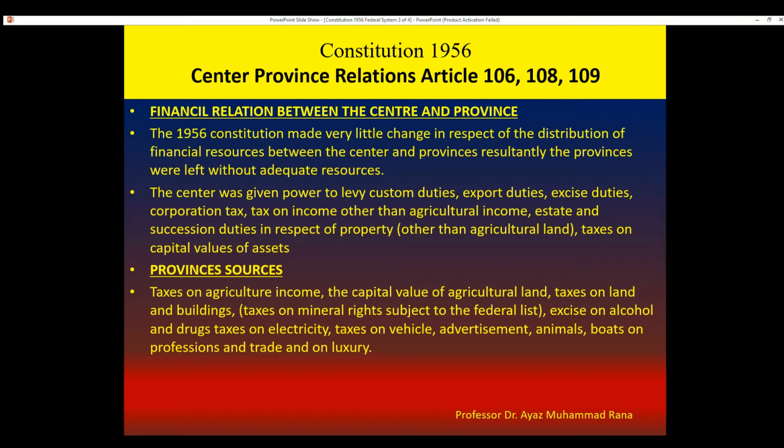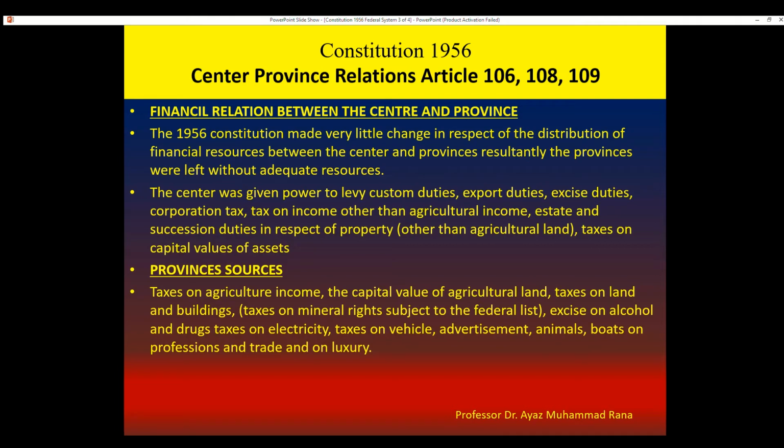Now, financial relations. As far as finances are concerned, the central government was more powerful, and the flow of money was from the center to the provinces: more money was collected by the center and then transferred to the provincial governments. According to the 1956 Constitution, the center was given power to levy customs duties, export duties, excise duties, corporation tax, tax on income other than agricultural income, estate and succession duties in respect of property other than agricultural land, and taxes on capital values of assets. At this time, it is pertinent to mention that most of the taxes were collected from customs and excise duty, but now the situation is a bit different.